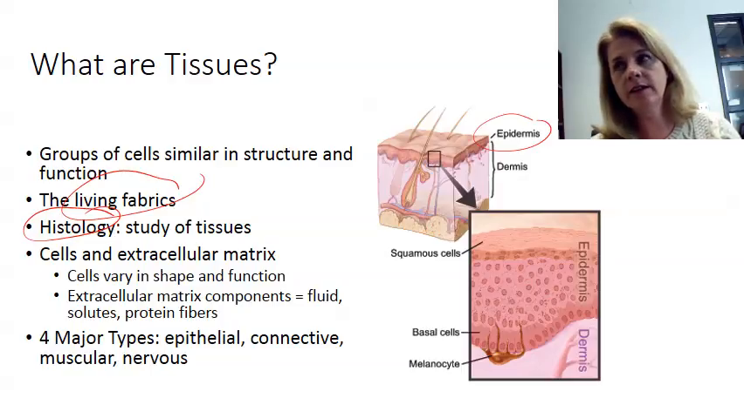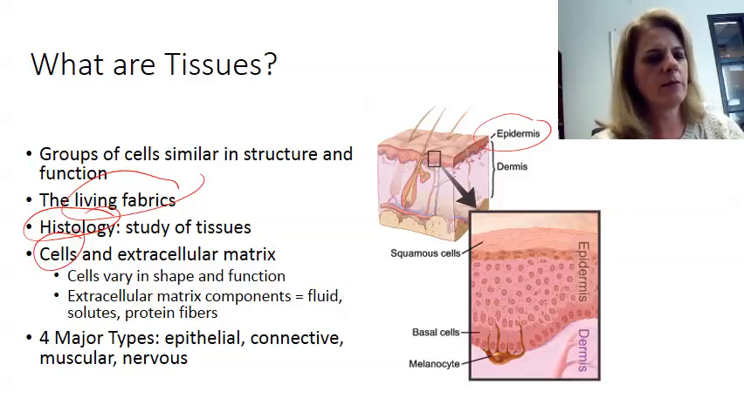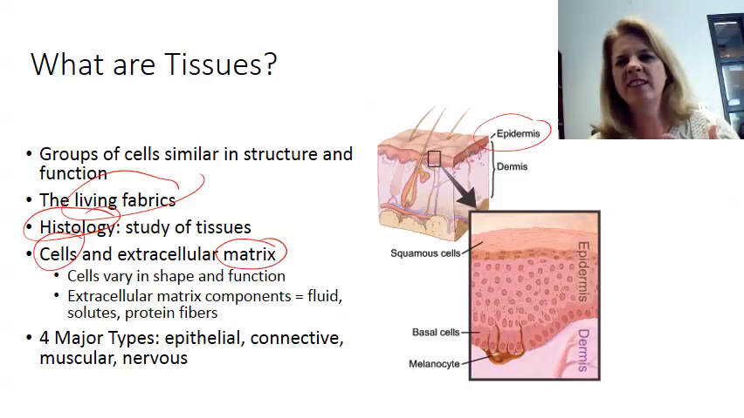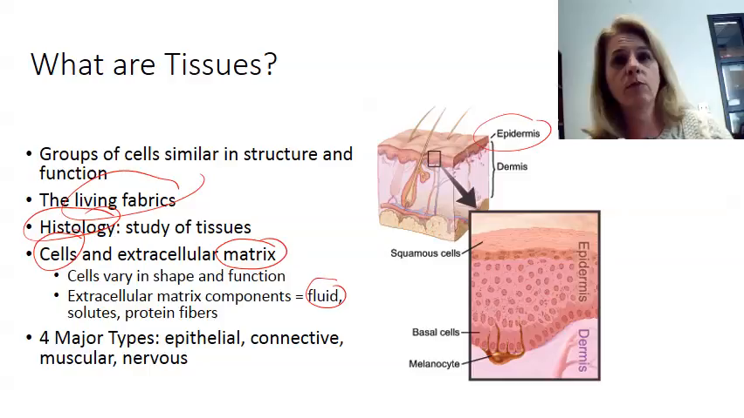And when you look at the histology, when you look at tissues, you'll find that the different tissues have different types of cells and they have a different type of matrix. And that's what the cells are kind of embedded in. So you may have a liquid matrix, you may have a solid matrix. So for example, blood would be a liquid matrix, bone would be a solid matrix. And we're going to talk about the different types of tissues and what type of cells make up the tissues and what kind of matrix is also a part of that tissue.